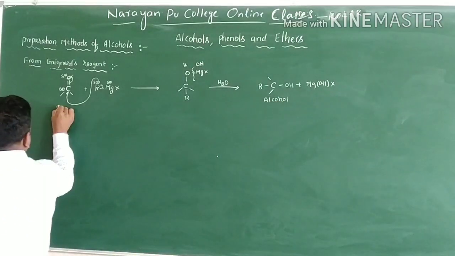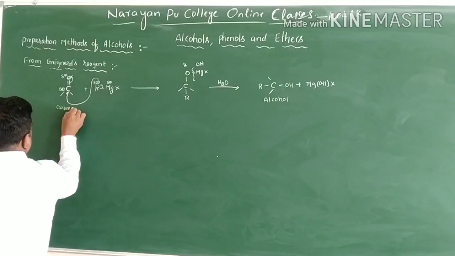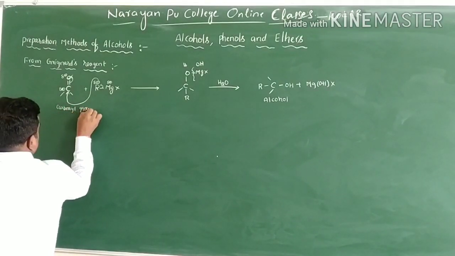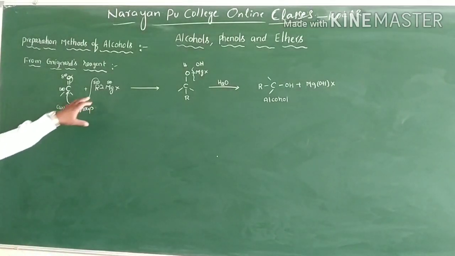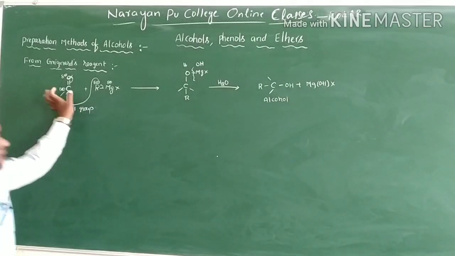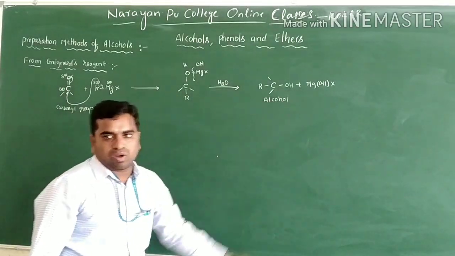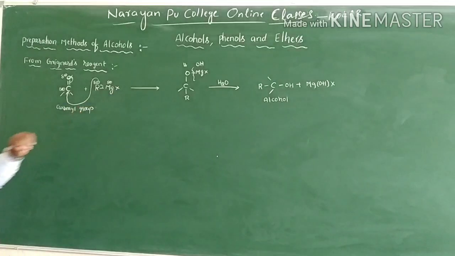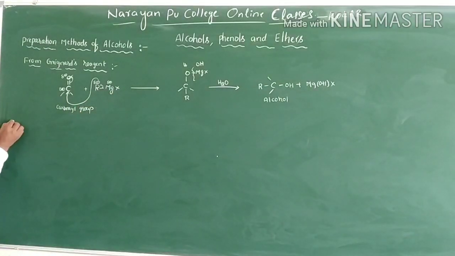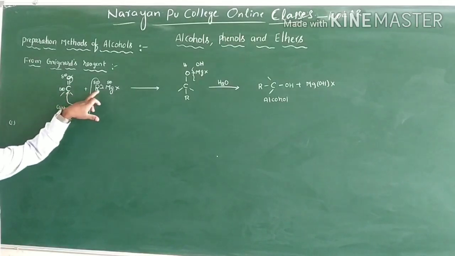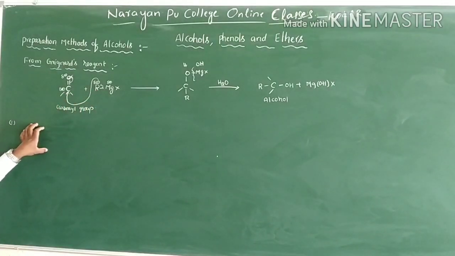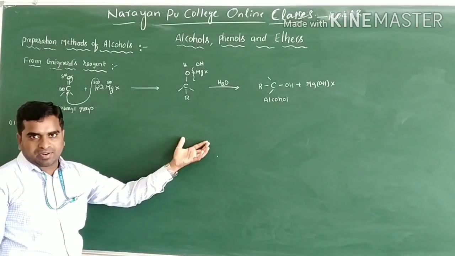So this is the carbonyl compound, this is the carbonyl group. Whenever a Grignard reagent reacts with carbonyl compounds, we are getting which one? Alcohols. This is very, very important. And first, I will write formaldehyde. When a Grignard reagent reacts with formaldehyde, which compound will you get?